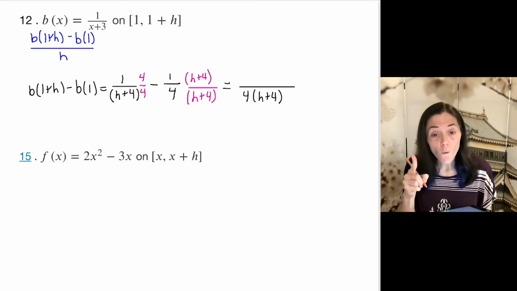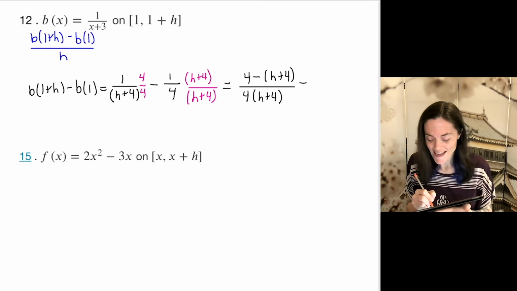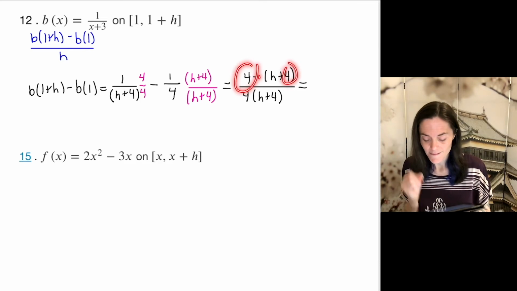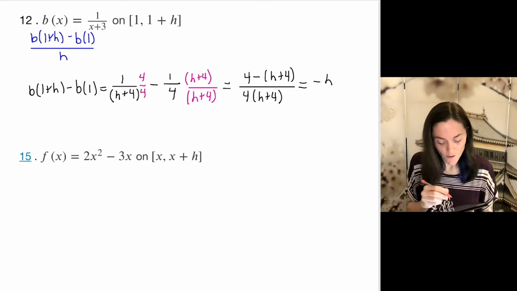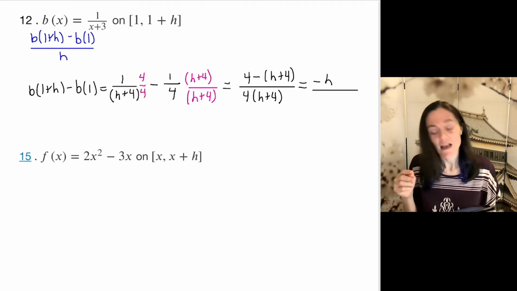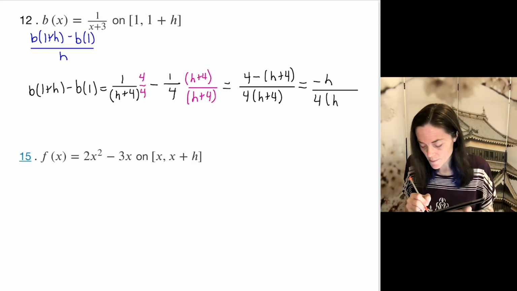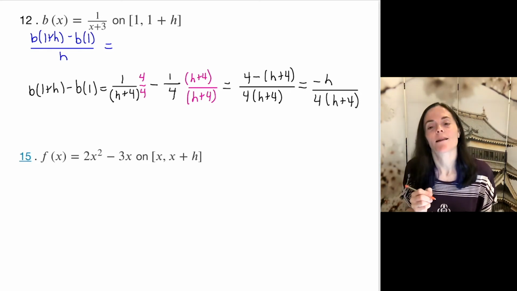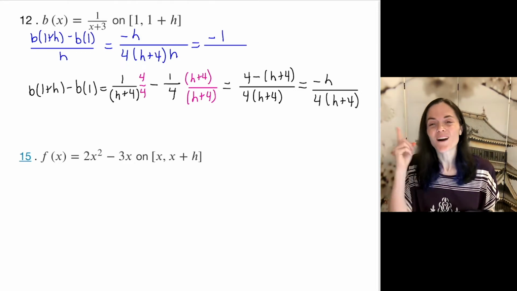And then in the numerator, I have a 4 minus, well, this is quantity h plus 4. One more step. You see, we have 4 minus 4 once I distribute the negative, which is 0. So my numerator is just negative h. Now, this is beautiful because I have simplified b of 1 plus h minus b of 1 so that it is h times something. So now let's go back up here. b of 1 plus h minus b of 1 divided by h. We get minus 1 divided by 4 times h plus 4.